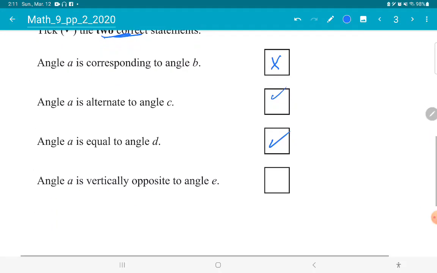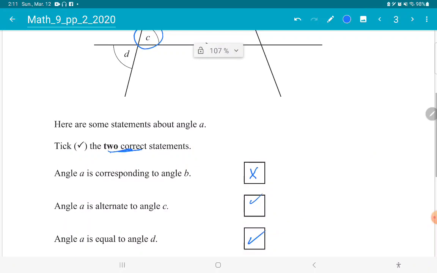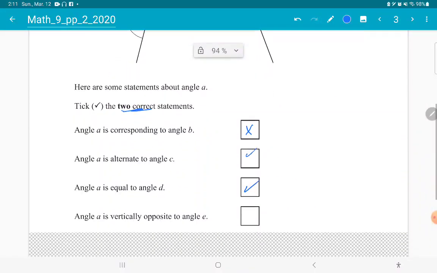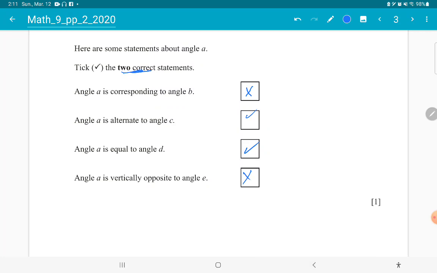And the last one, angle A is vertically opposite. No, this one is not. So that's wrong. Okay.